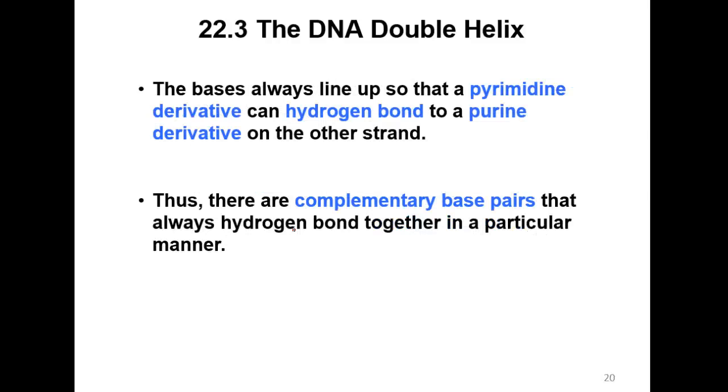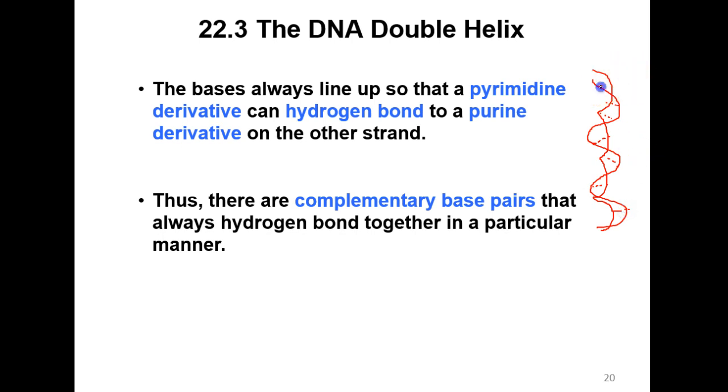The bases always line up so that a pyrimidine derivative can hydrogen bond to a purine derivative on the other strand. That's how these are held all together. I'm going to try to make this as simple as possible. I have one strand, and then I have another strand, and hydrogen bonding hooks this all together. That's what holds it together. That's why hydrogen bonding is so incredibly important.